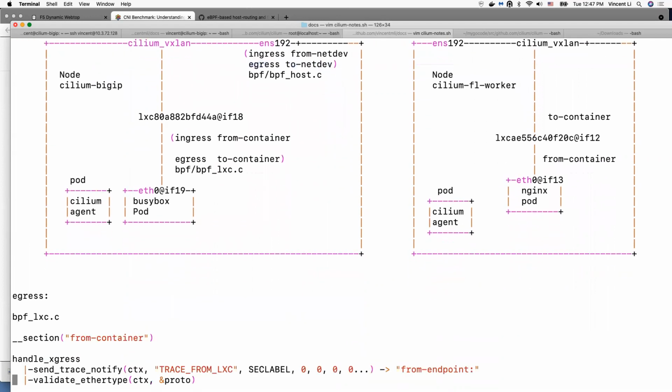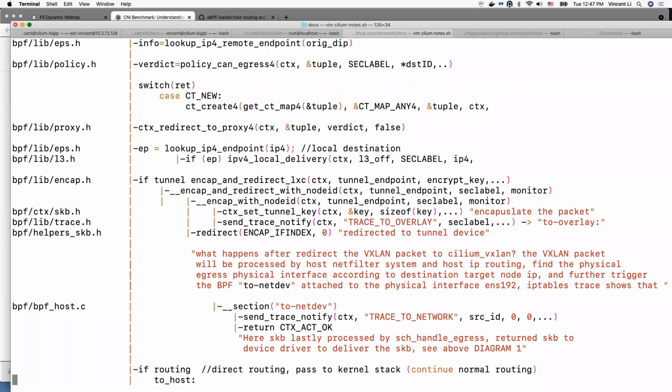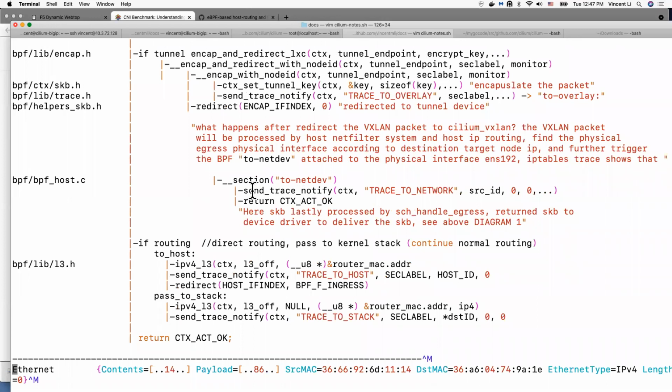In this case, it actually just does a trace log to network and returns the code. And after that, the SKB lastly processed by the BPF program will be handled by the actual device driver to deliver the SKB packet. Yeah, so that's roughly what it does.